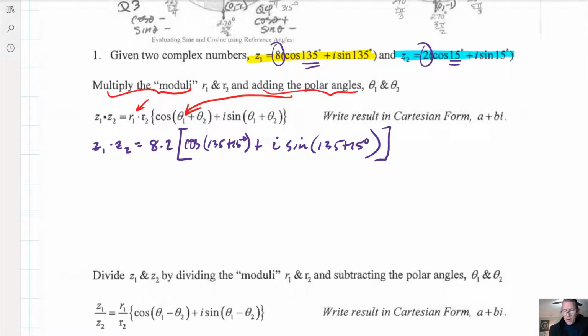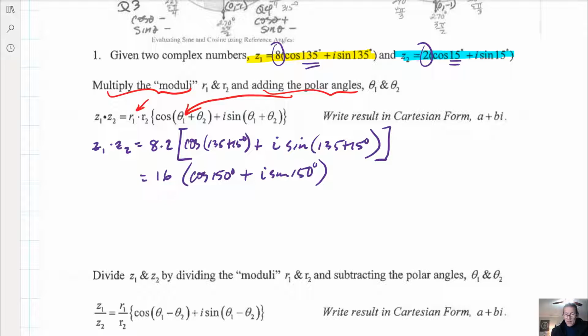Okay, so let's simplify. 135 and 15, that sounds like 150, right? So this is equal to 16 times cosine, let me switch up on the brackets here, cosine of 150 plus i times the sine of 150. You can use round parentheses if you want, that's fine.